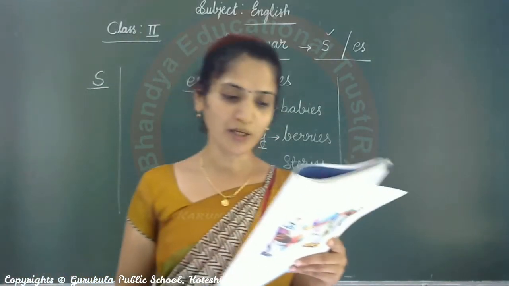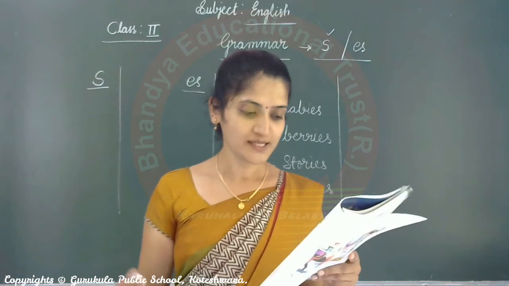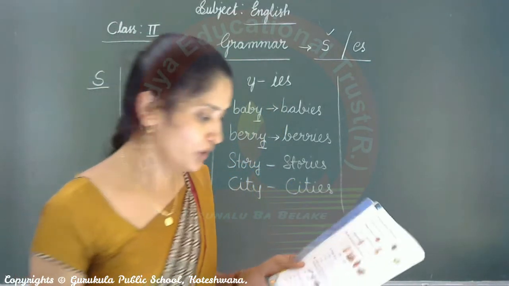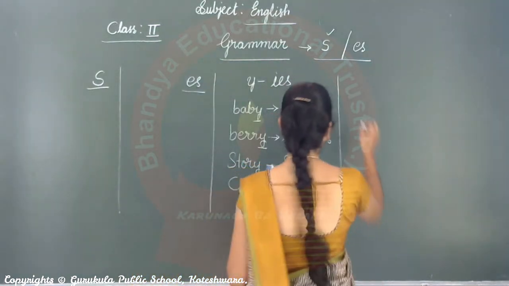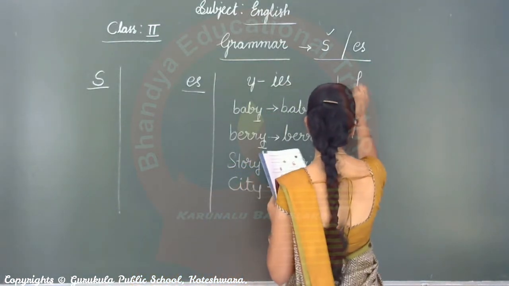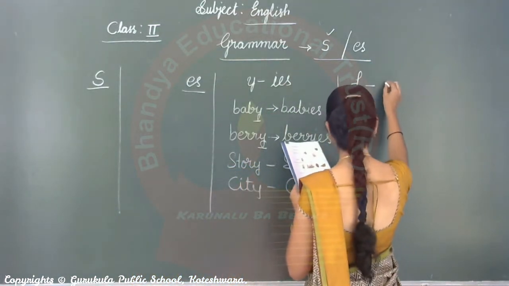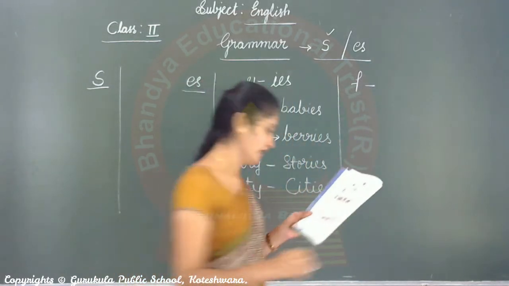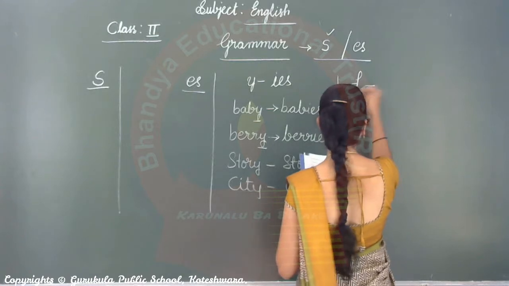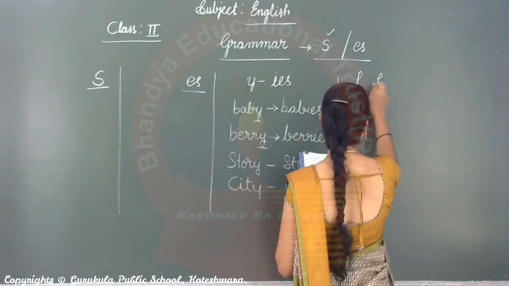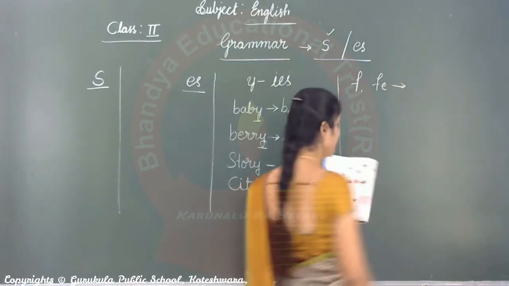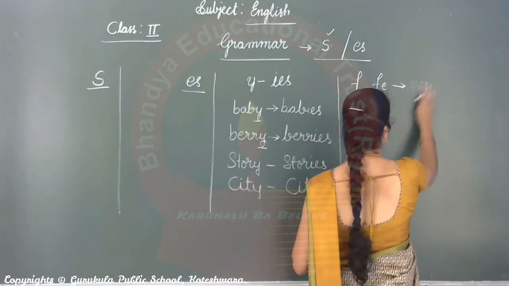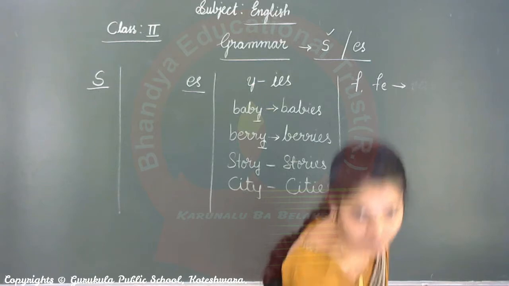Then come to next one. Another way to talk about more than one of something is by changing F to VES. You know that. This one you know very easily. F to VES. Or FE also is there. If it is F or FE, you can change it to what? VES. Is it visible?